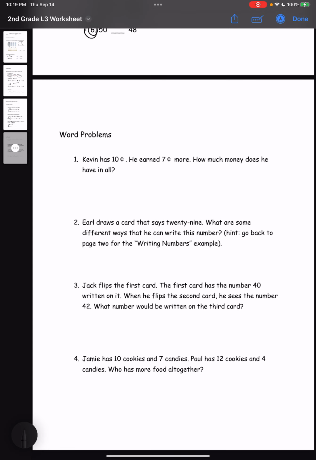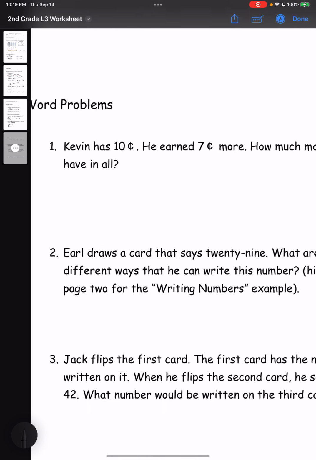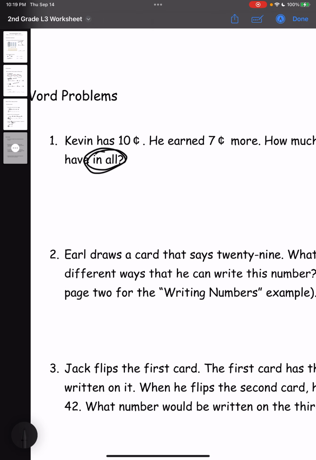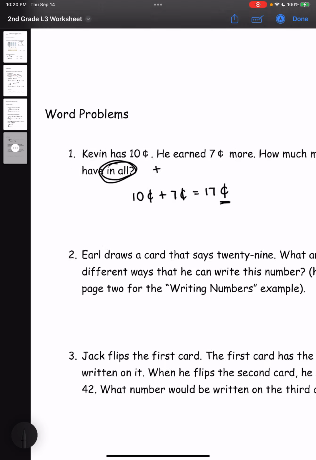Kevin has 10 cents. He earns 7 cents more. How much money does he have in all? This word in all always means addition, which is plus, right? So 10 cents, and he got 7 more. So it's plus 7 cents. What does this equal? This is 17 cents. Remember, always put your units or else your answer might be wrong.